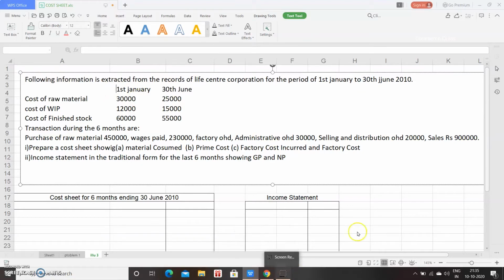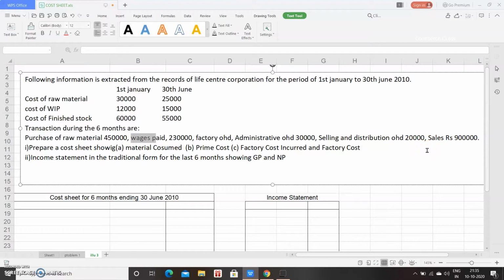Following information is extracted from the record of Life Center Corporation for the period of 1st January to 30th June 2020. That means a 6 months period. Then the raw material opening and closing is given, cost of WIP, work in progress is given, and also finished stock is given. I believe you understand where to put these things. Then transactions for the last 6 months are given: purchase of raw material, wages paid, factory overhead, administrative overhead, selling and distribution overhead. Basically everything is given here.